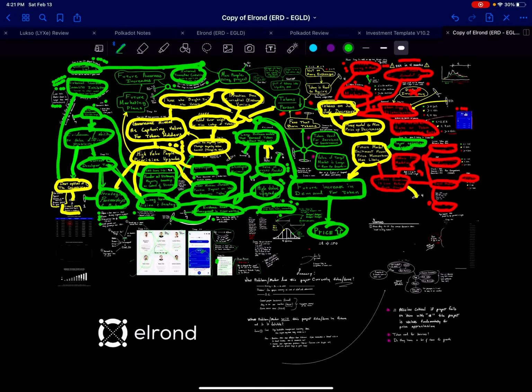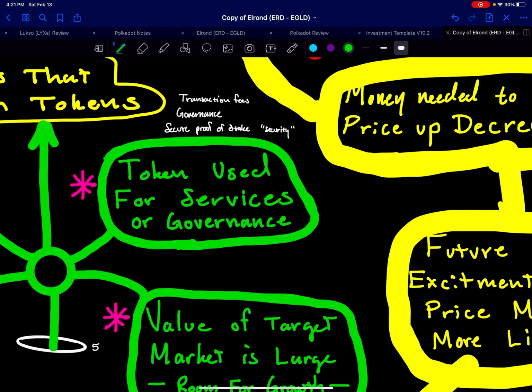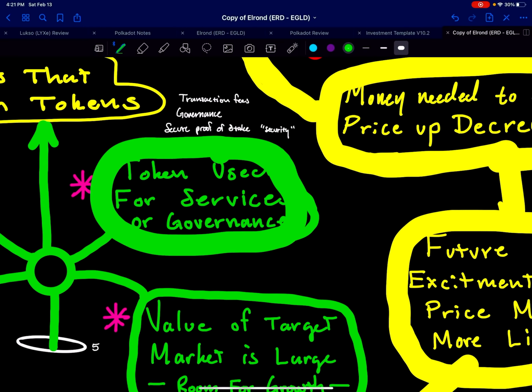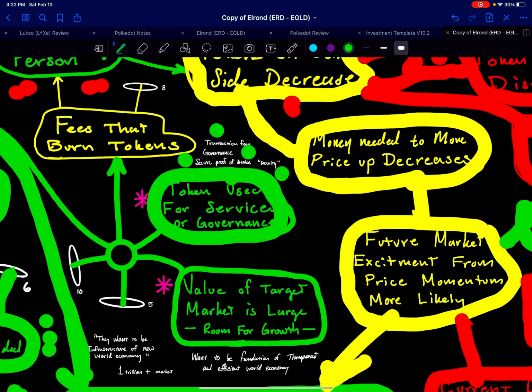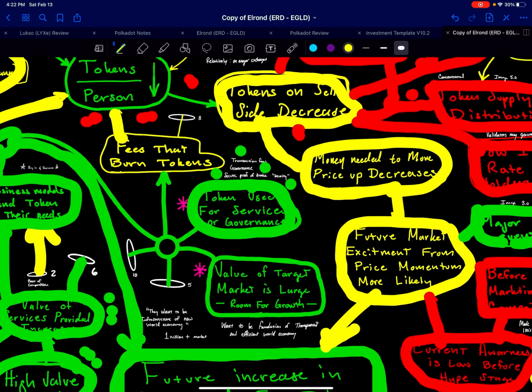Okay, let me see what else I got here. Token use for services and governance. Yeah, this is one of the most important core features. The token is used for transaction fees, it's used for governance, and it's also used for secure proof of stake, or the security model of the platform. So it's what gives the security to the platform. It's what gives that trust machine capabilities. Governance isn't live yet, but that's to be determined in the future. There's no fee burn mechanism, so that's not something we care about.